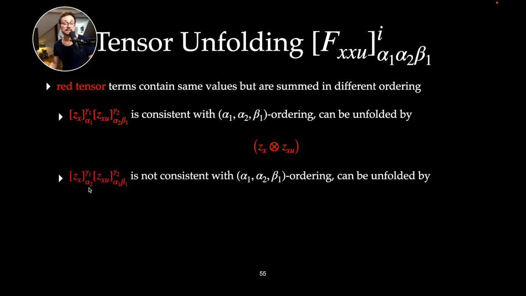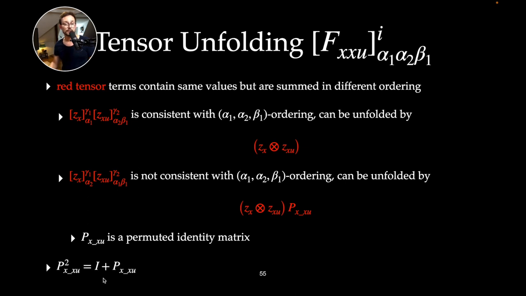Now, the other term starts with alpha 2, alpha 1, beta 1. This is not consistent, it does not start with alpha 1 and then alpha 2 and beta 1, but it can be unfolded with a permutation matrix. This permutation matrix is basically an identity matrix where the columns are switched around to be consistent with the ordering that I want to have in my matrix. So it is a permuted identity matrix. Now, this P2XXU matrix is basically then the identity matrix plus this permutation matrix. So this will be a matrix containing twos or ones.